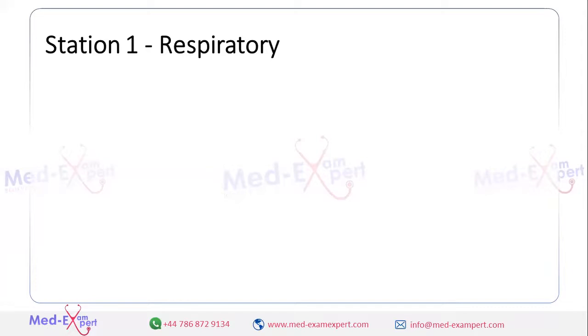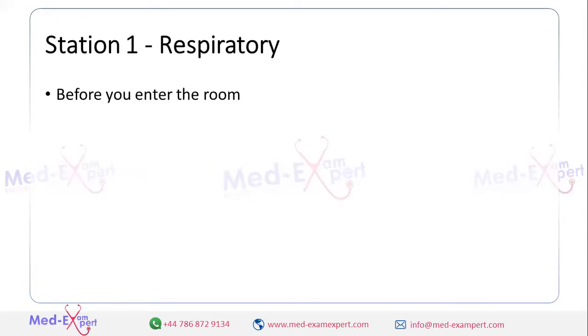Now we'll go into the individual stations. For those who have already given the exam, it will be just a revision. We are just going to go into the important common cases and what the pitfalls are in each station. So if you have any question at this point, you can always ask me.